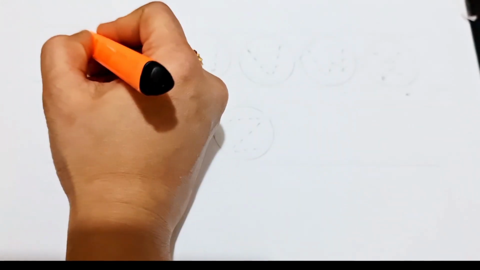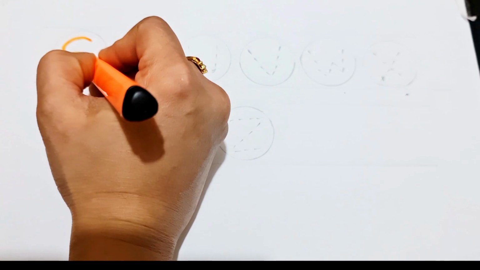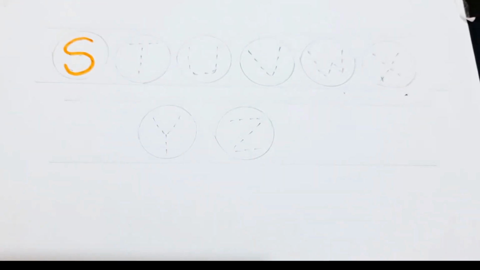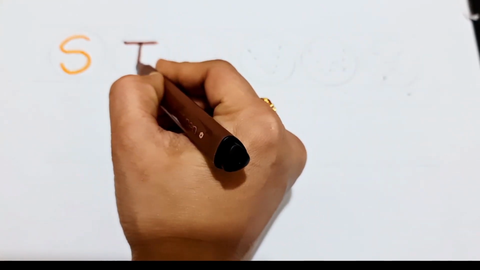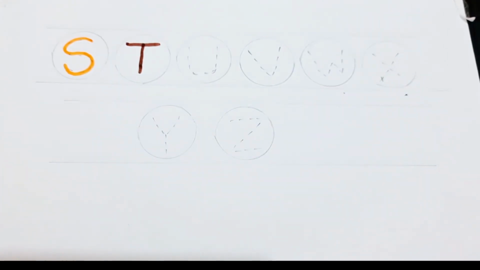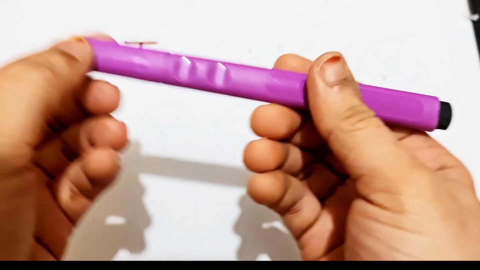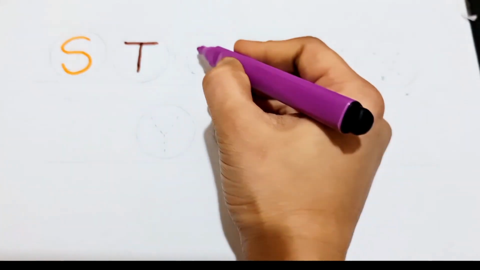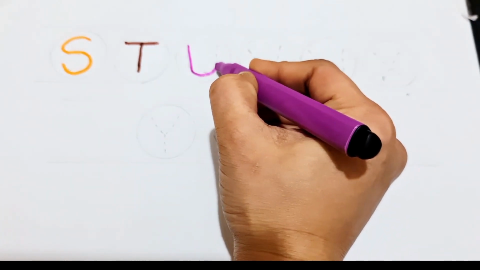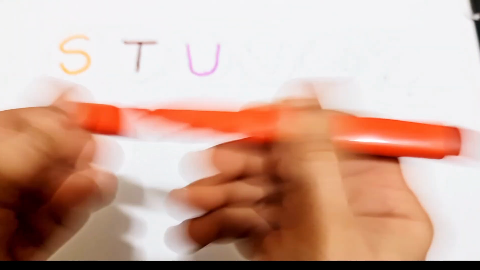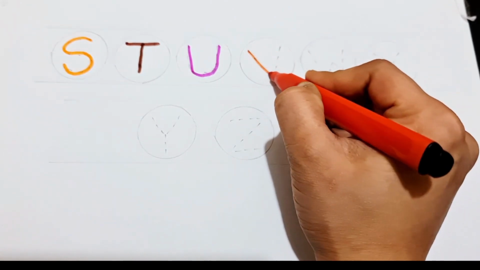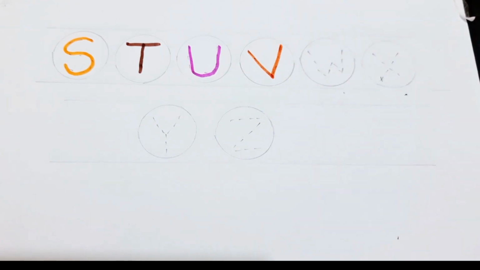Orange color. S for sun. Dark brown color. T is for tiger. Dark pink color. U for umbrella. Red color. V for van.